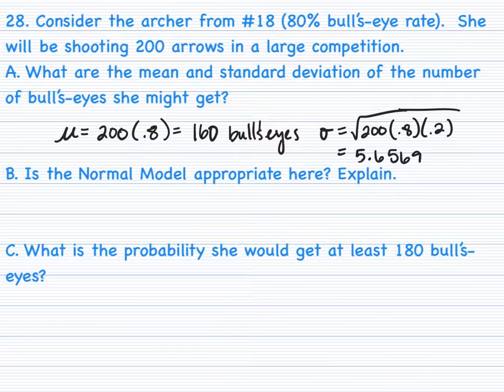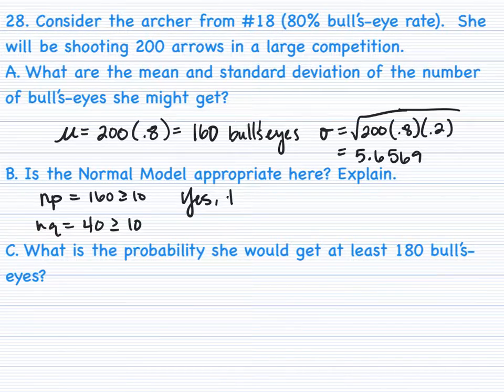So, is the normal model appropriate here? So this is telling us to check the NP and NQ. So NP, we already know, equals 160, which is clearly greater than or equal to 10. NQ is going to equal 40, which is also clearly greater than or equal to 10. So yes, the sample size is large enough for 10 successes and 10 failures.